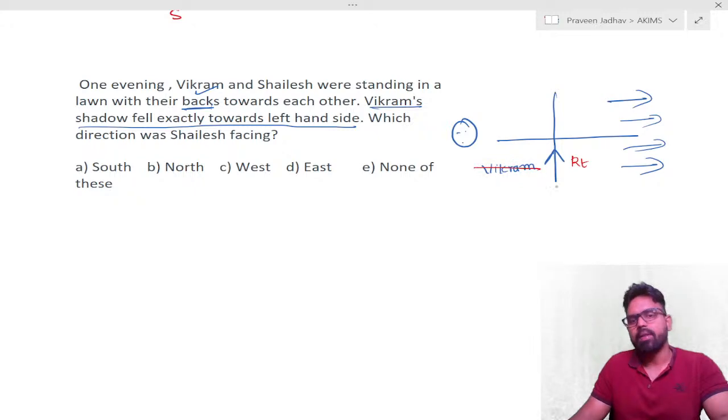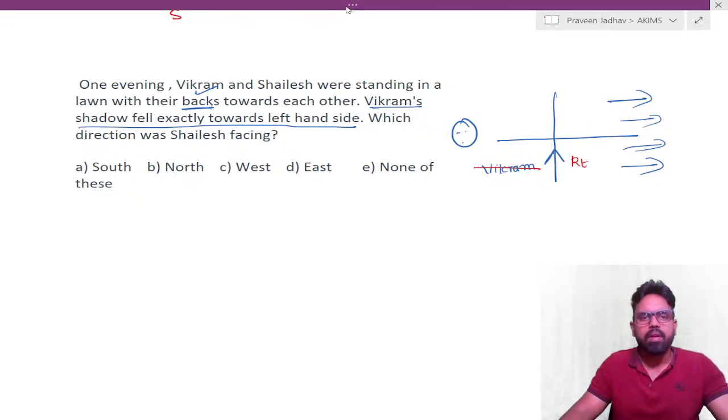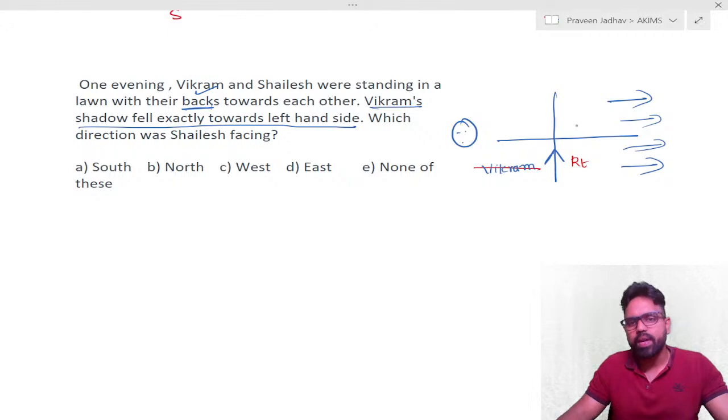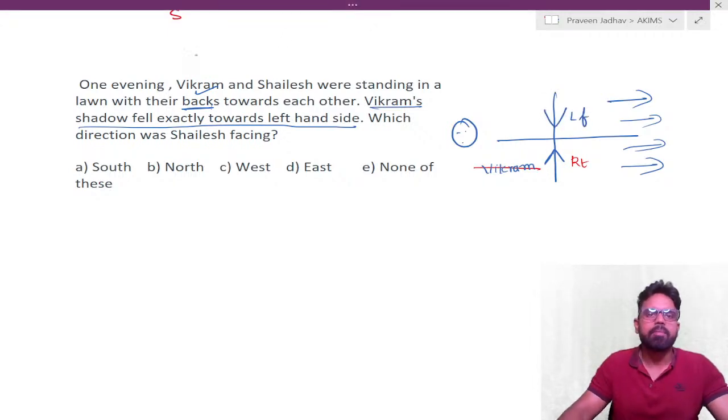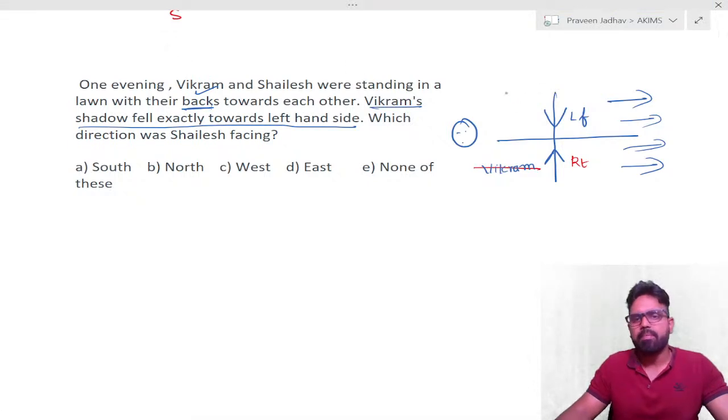This cannot be Vikram, because Vikram has to have a shadow onto his left. And this can be Vikram. Check if this can be Vikram. Yes, this can be Vikram, because Vikram is the fellow who has shadow onto his left hand side. Now, which direction is Shailesh facing? Shailesh is facing north now.